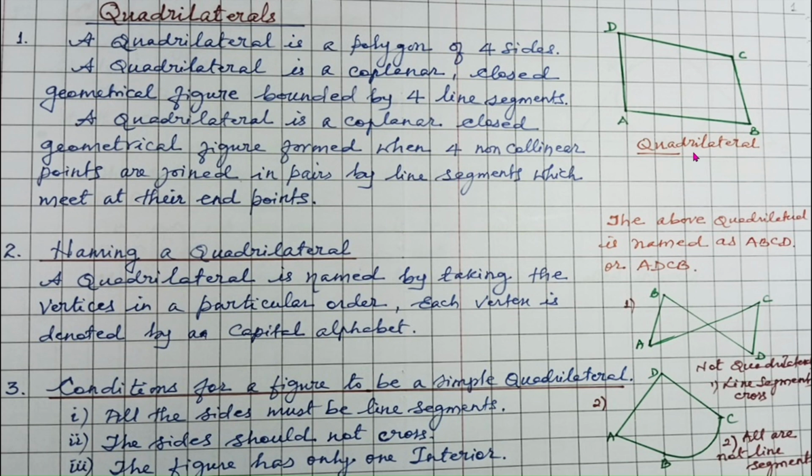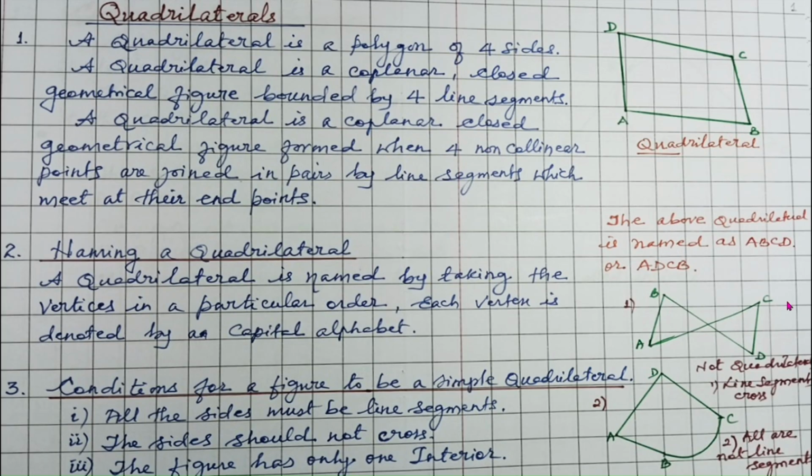Now, how to name a quadrilateral? A quadrilateral is named by taking the vertices in a particular order. Each vertex is denoted by a capital letter. Now we have the four vertices here of a quadrilateral. We name the quadrilateral as ABCD. We take the vertices in a particular order, and that is how we name a quadrilateral.